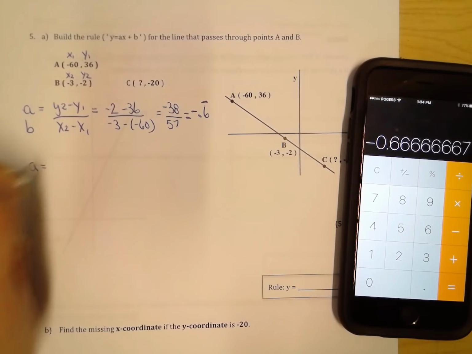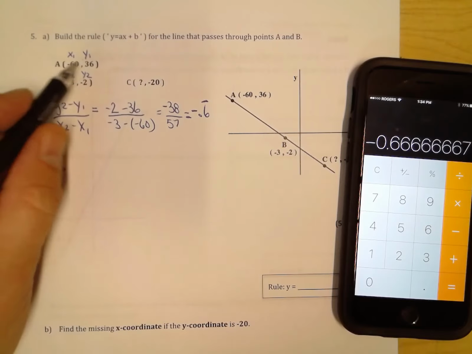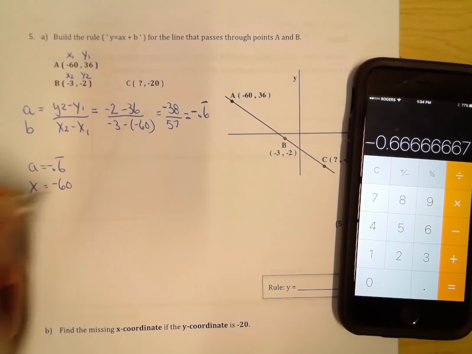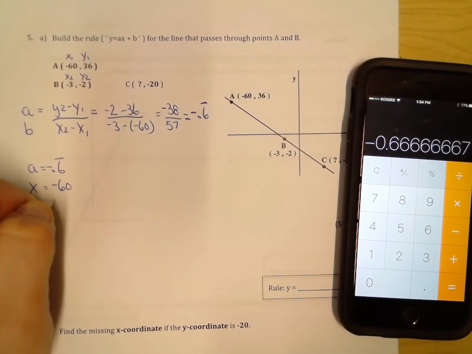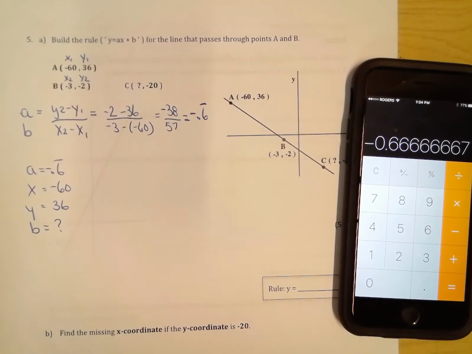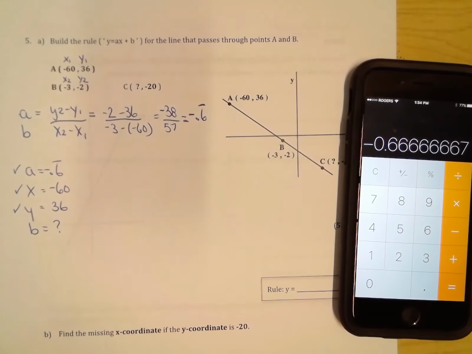We know the A, so I'll just label that negative 0.6 repeating. I have an x and a y, which will come from my point 1. So my x will be equal to negative 60, and my y will be equal to 36. And that will leave me with what I'm looking for, which is the B. So I have an A, an x, a y, and I'm looking for that b.